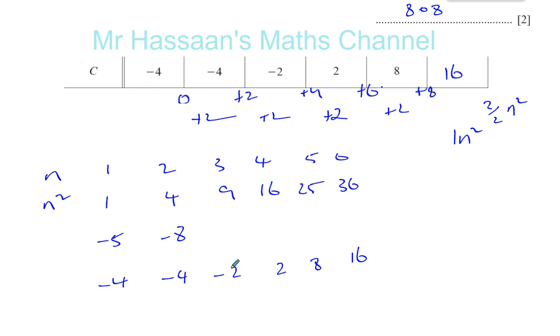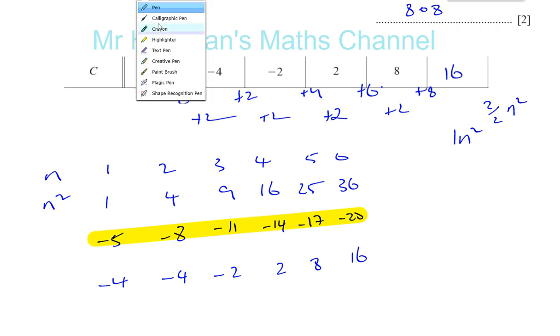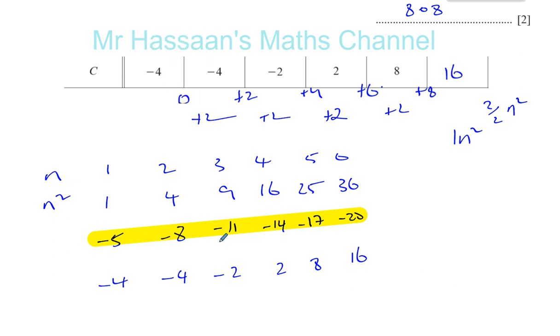From 9 to minus 2, I've got to take away 11, don't I? 9 minus 11 is minus 2. 16 to 2, I've got to take away 14. 25 to 8, take away 17. 36 to 16, I've got to take away 20. Now, in this particular row, there's a sequence that's appearing. It's a linear sequence, isn't it? This sequence is going down by 3.